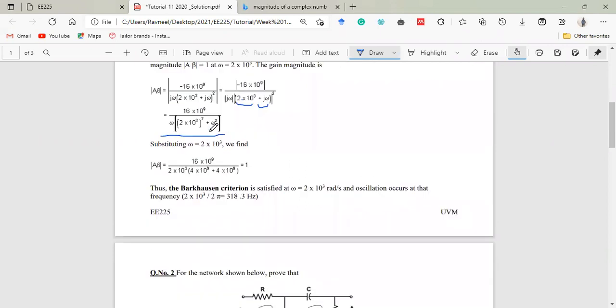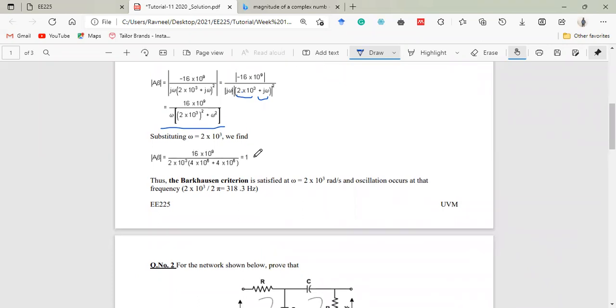So if you do that, you will get the magnitude of A times B equivalent to 16 times 10 to the power of 9 as it is, over 2 times 10 to the power of 3 into 4 times 10 to the power of 6 plus 4 times 10 to the power of 6, which is equivalent to 1, right? It will come down to, or be basically equivalent to, 1. So in this particular case, it fulfills the condition, right?